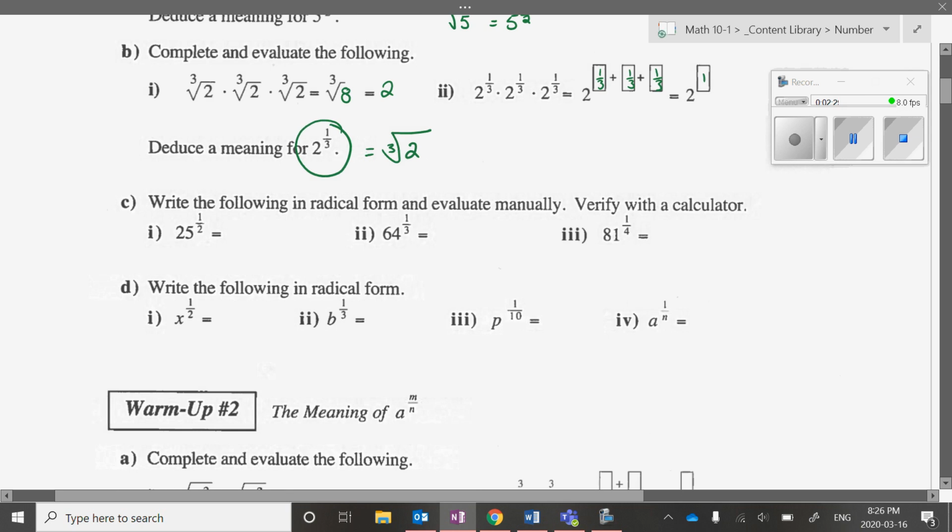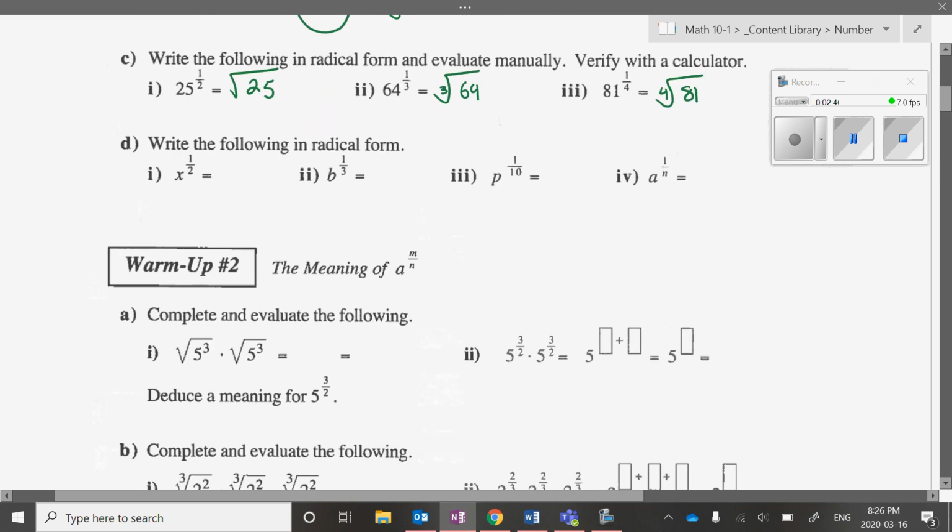So 25 to the power of a half, I could say is the square root of 25. 64 to the power of a third, the cubic root of 64. Fourth root of 81. Let's write the following in radical form. So this would be the square root of x. Remember, for square roots we can do just the check mark, or you could put the 2. Both are equally correct. The first option is significantly more common.